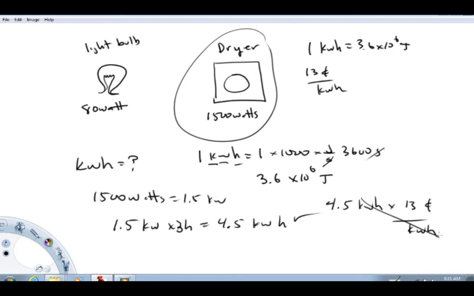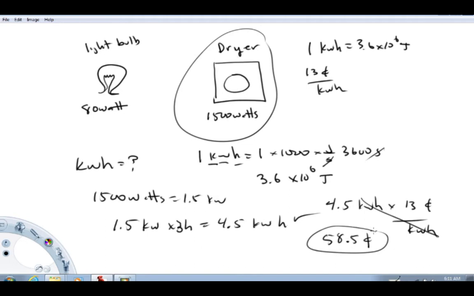Numerically here, give me just a moment, I'm going to go ahead and calculate a value. Whoops, where did my little calculator go? What I come out to when I multiply this out is 58.5 cents. And there's my cost.